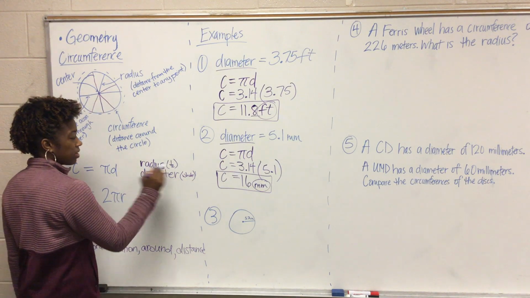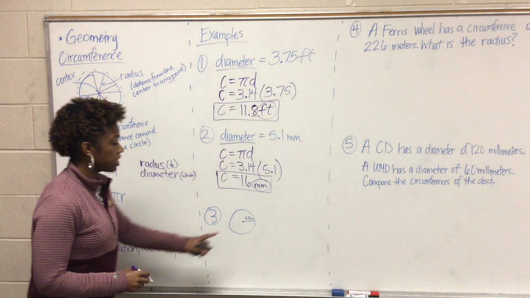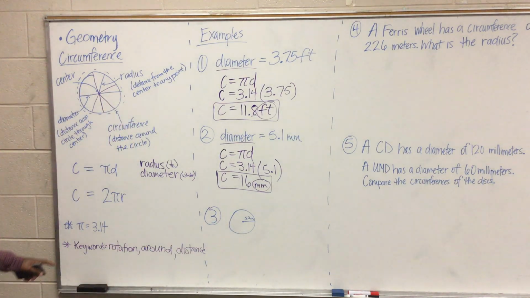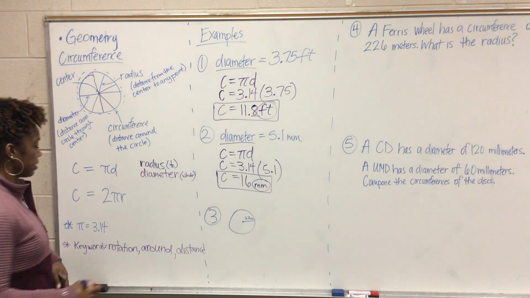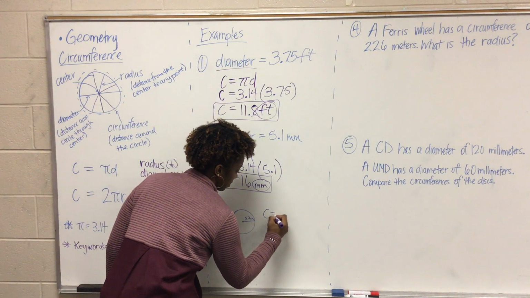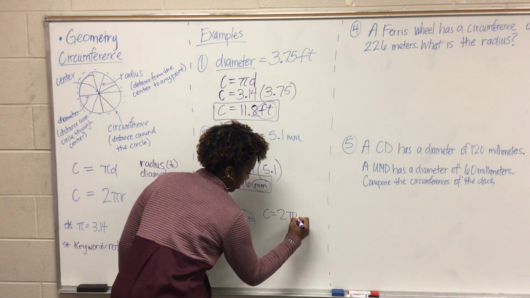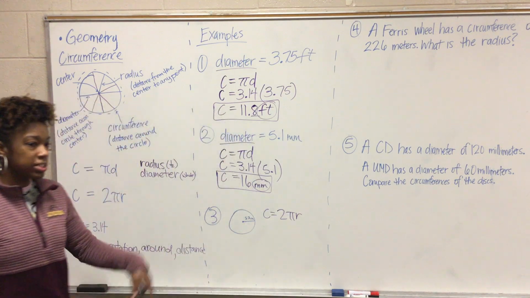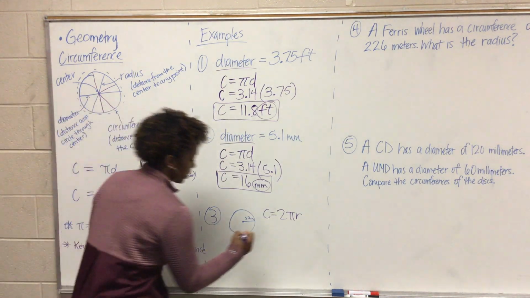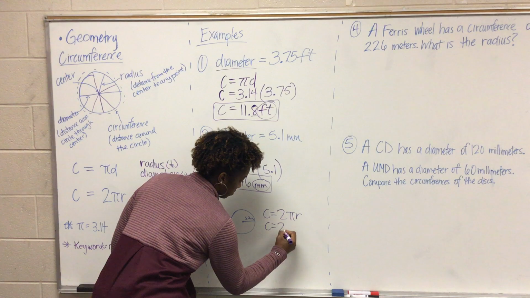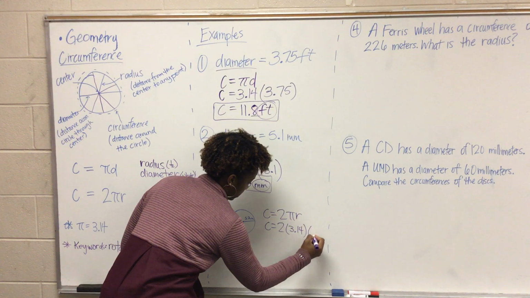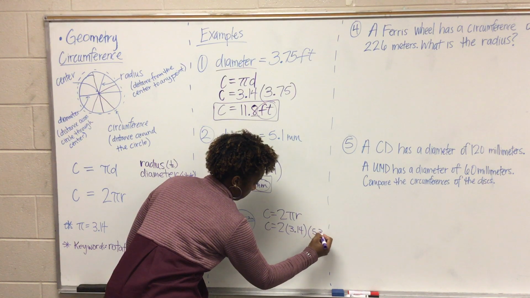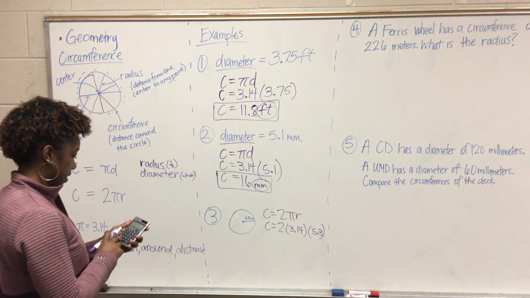Because the radius is smaller, that line is going to be smaller. So here we know this is the radius. We want to use the equation that has the radius in it. So C equals 2 pi r. Once again, this is 2 times pi times r. So C equals 2 times 3.14 times 5.3. And we want to multiply them two at a time.